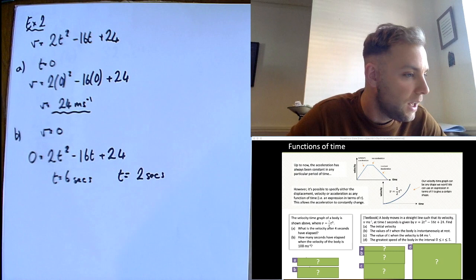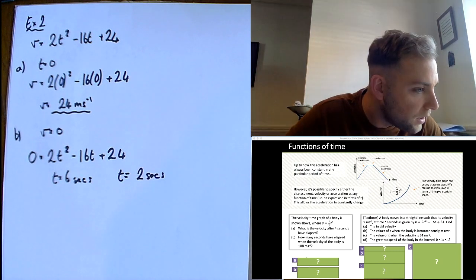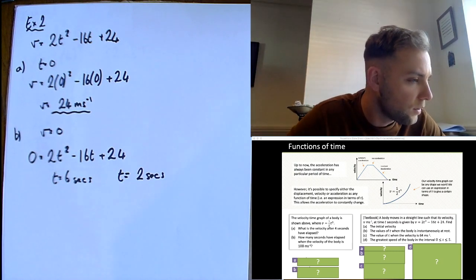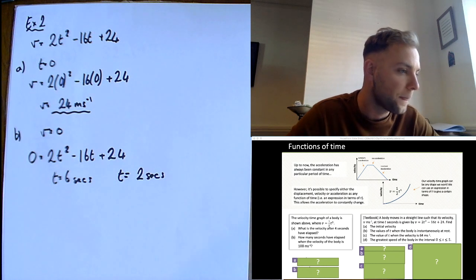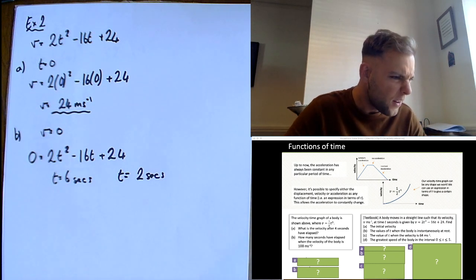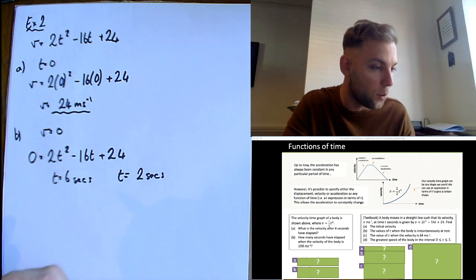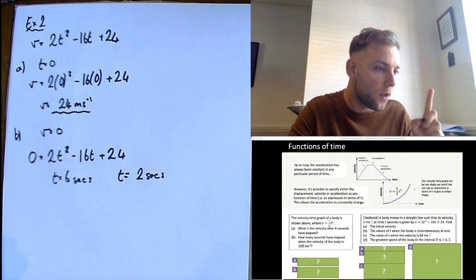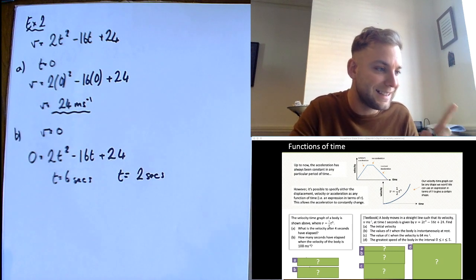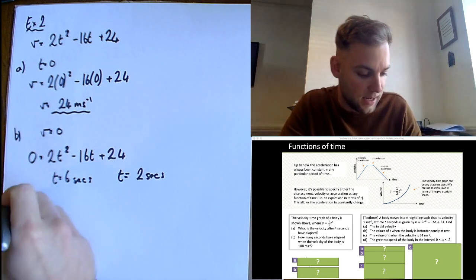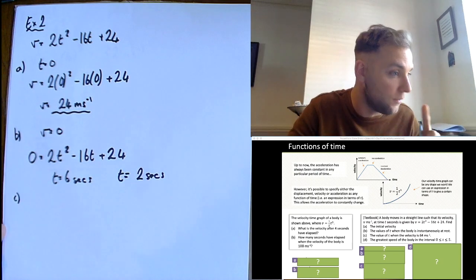Part C. What is the greatest value of t when the velocity is equal to 64? This is very similar to what we've been doing, but it's asking for the value of t when the velocity is 64. However, the velocity isn't 0 at this stage. The velocity is equal to 64.